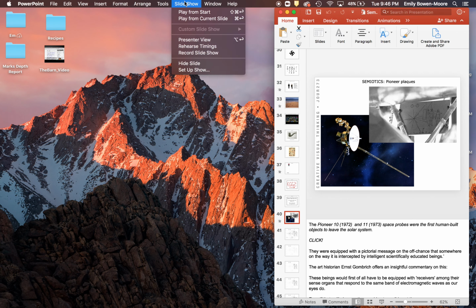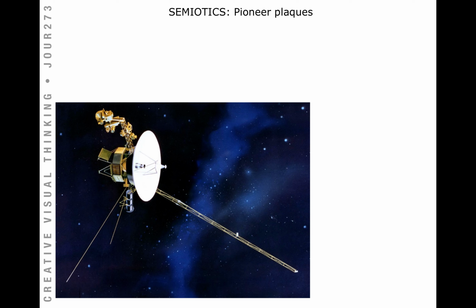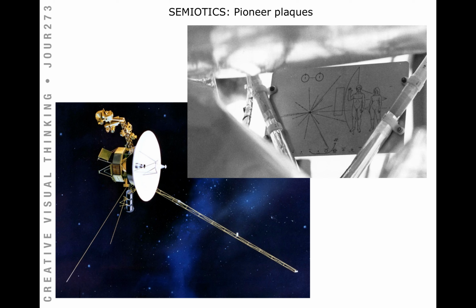Okay, so as we continue with semiotics, let's talk about the Pioneer 10 and 11. These were space probes that were the first human-built objects to leave our solar system. Pioneer 10 was in 1972, and Pioneer 11 was in 1973. But the funny thing is they were both equipped with a pictorial message on the off chance that somewhere along the way it would be intercepted by an intelligent, scientifically educated being.